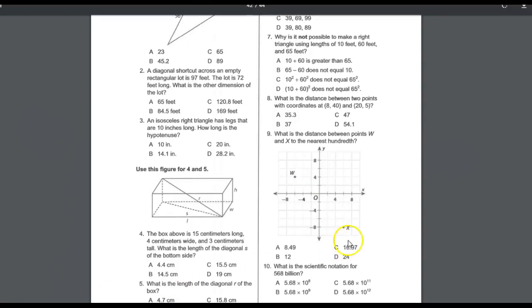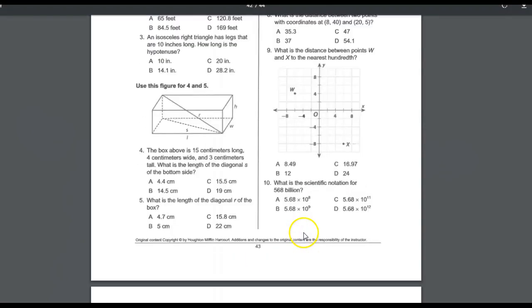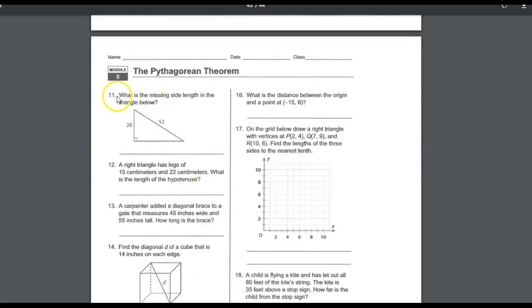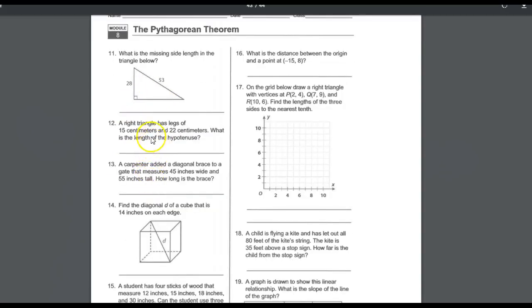Here's a practice question on scientific notation. You can fill in your answer there. Number 11, what is the missing side length in the triangle below? Well, we have our hypotenuse right here and one leg. Let's see, number 12, a right triangle has legs of 15 and 22. What is the hypotenuse? You can do that one.